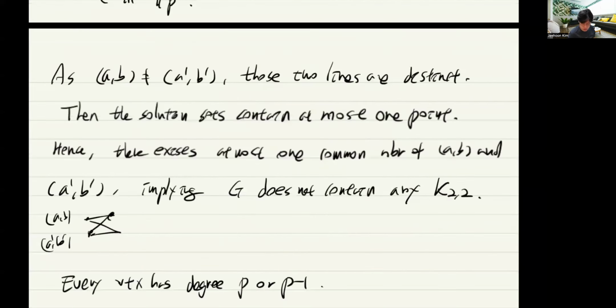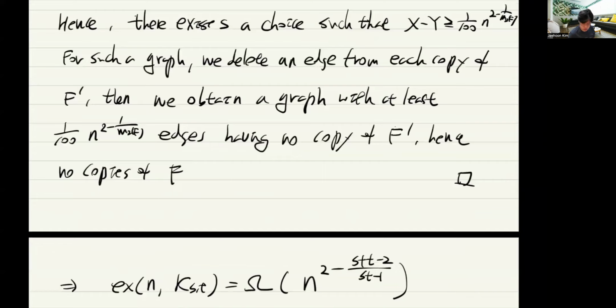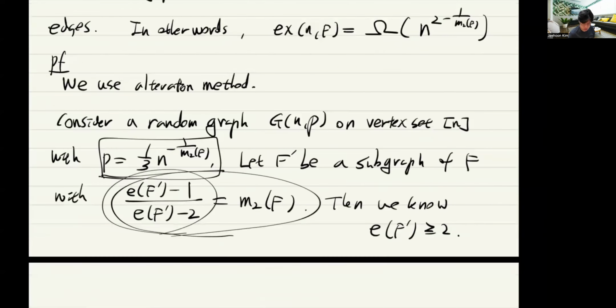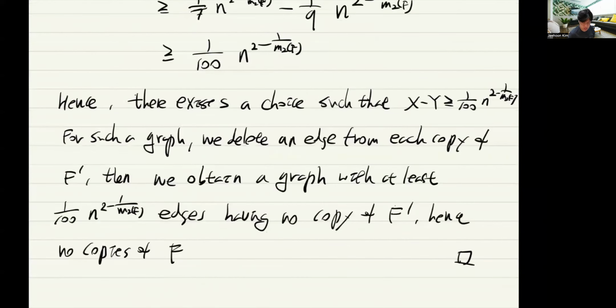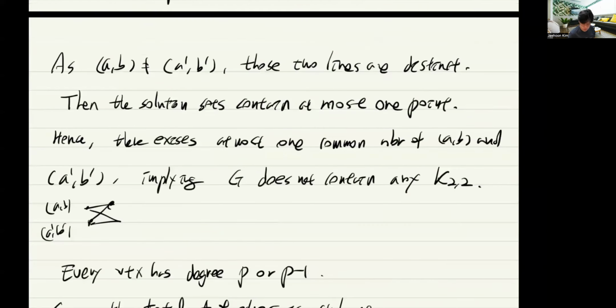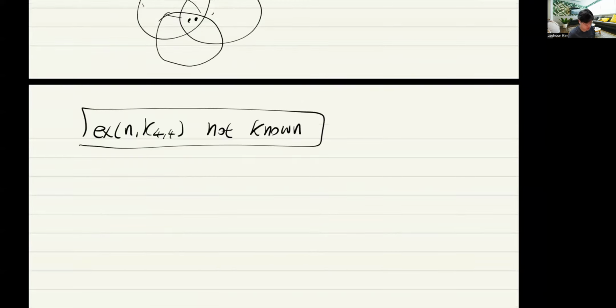Okay, so we have gone through two ways to obtain a lower bound on the extremal number. One is the probabilistic method, and the other one is the algebraic method. And in the next video, we will learn more about algebraic techniques that we can use to obtain lower bounds on the extremal number. Okay, thank you for listening. I will see you in the next video then.